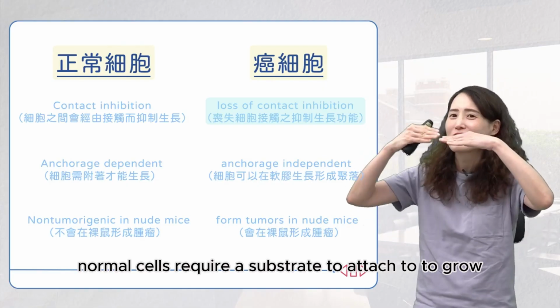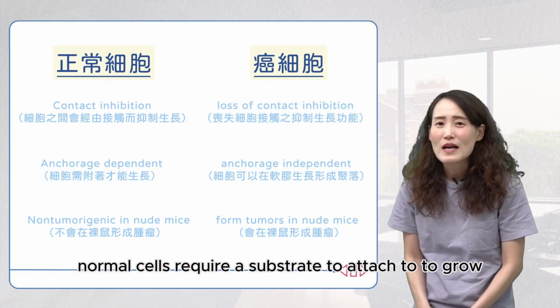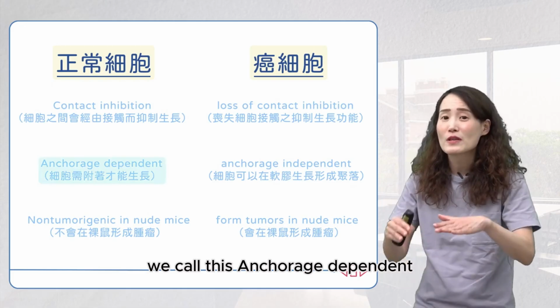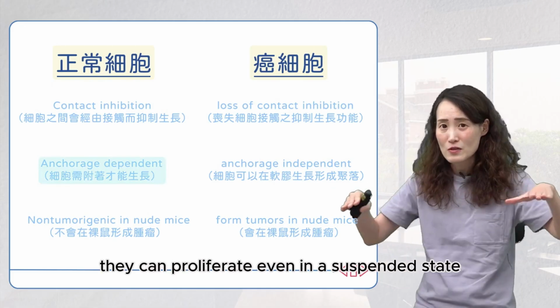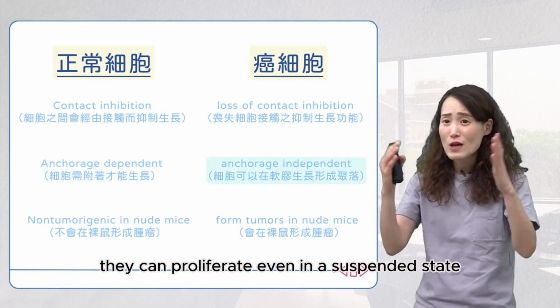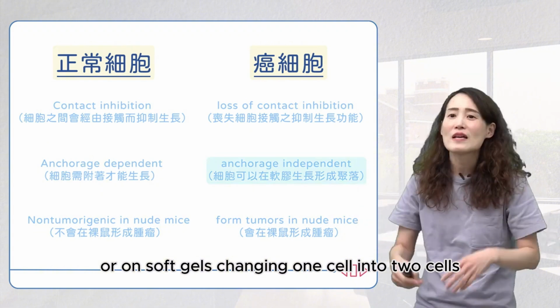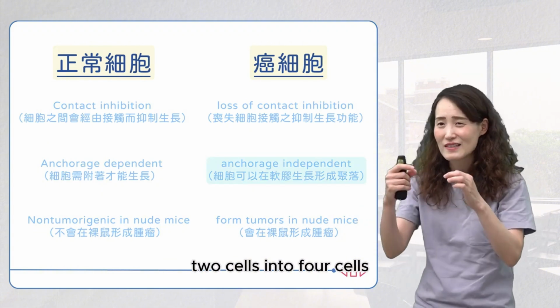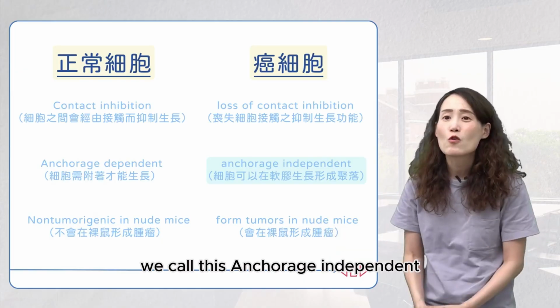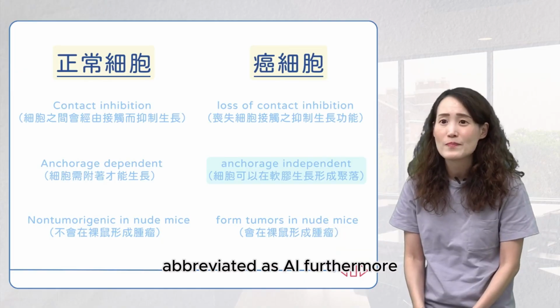Moreover, normal cells require a substrate to attach to in order to grow. We call this anchorage dependent, but cancer cells are different. They can proliferate even in a suspended state or on soft gels, changing one cell into two cells into 4 cells. We call this anchorage independent, abbreviated as AI.